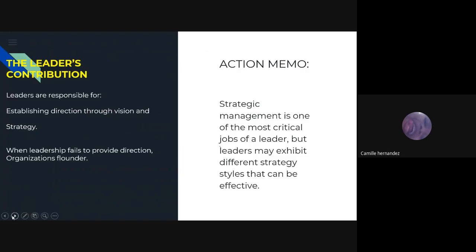But leaders may exhibit different strategy styles that can be effective. All leaders have different styles of how they run their business. But the ultimate goal is that people see that you have a clear vision of what you want and where you want your company to be. And you have to put mechanisms in place to streamline and make that goal happen.